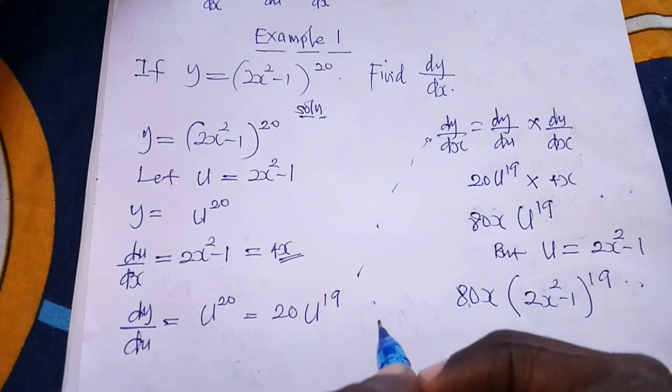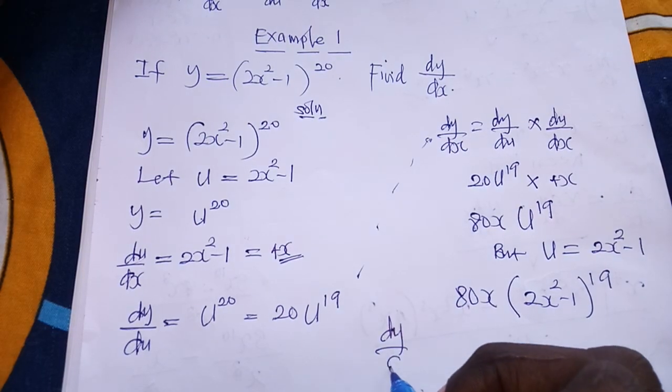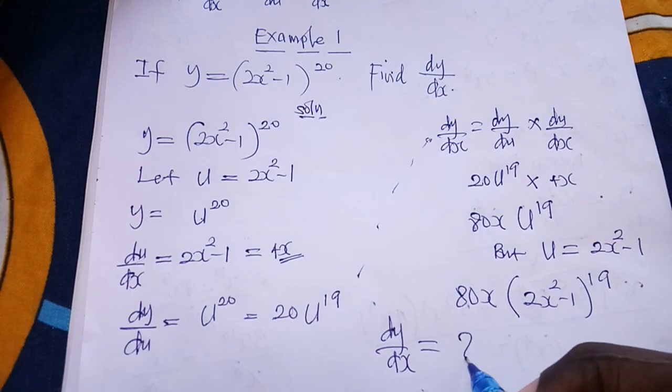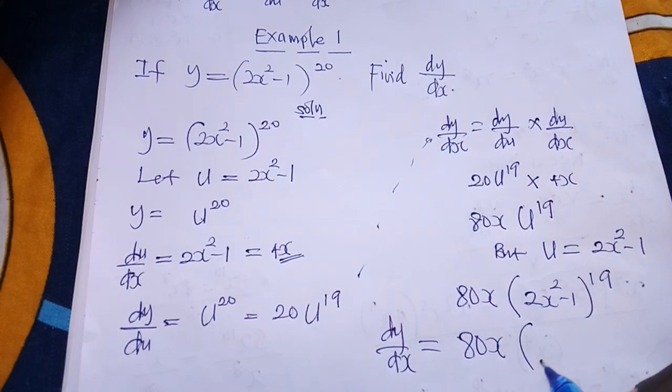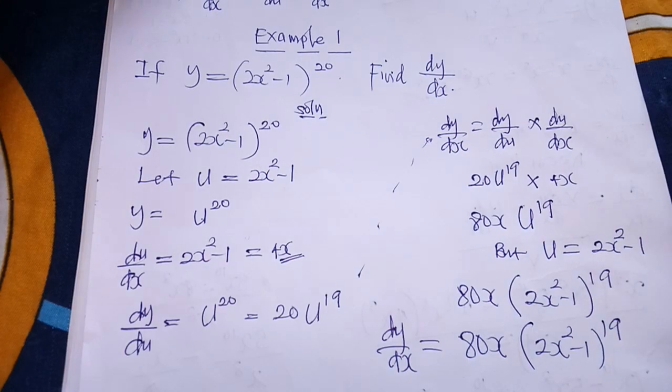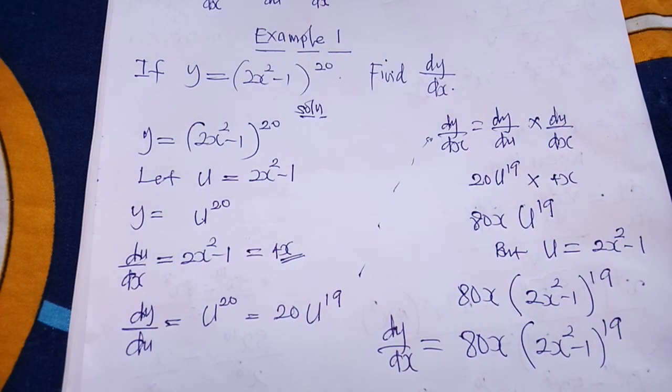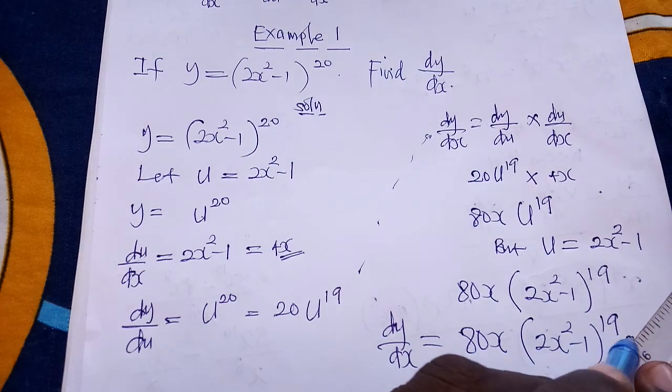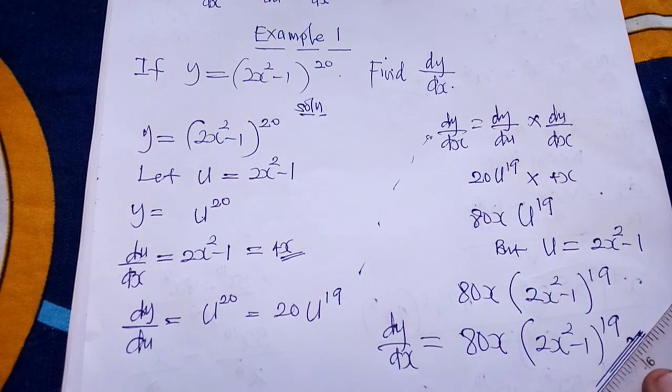So we can say therefore our dy upon dx that we have to find becomes 80x into x square minus 1 raised to the power 19 respectively. So this is what we have to find in respect to this problem that we are given. Our answer then becomes this.